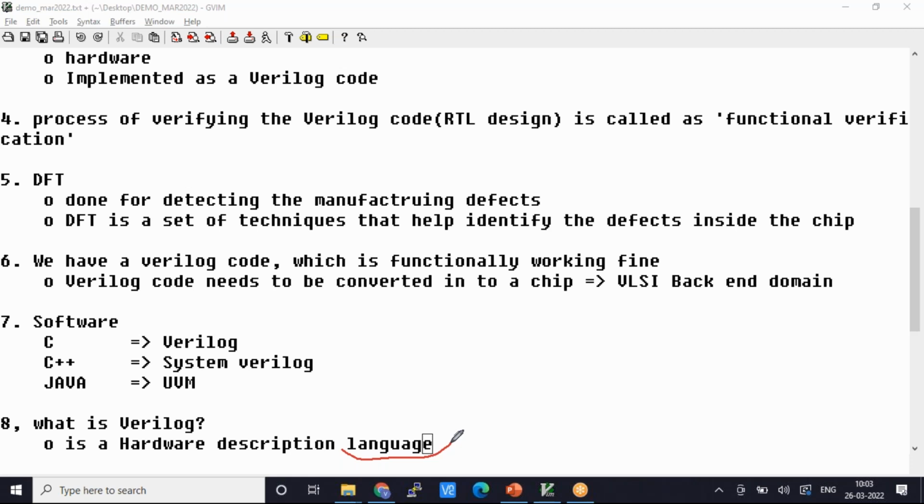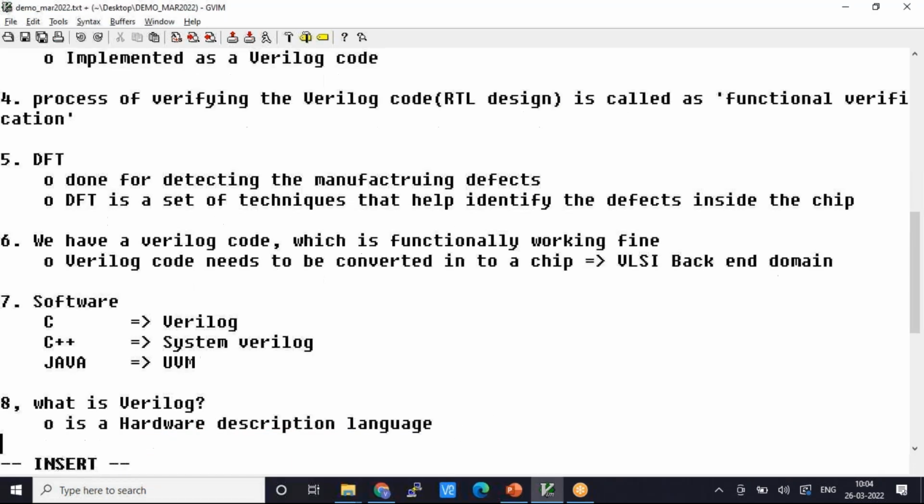Like if I'm asking, where are you going? I can't ask the same question using Verilog, right? In our native languages we can ask, because Verilog is meant for a different purpose. Verilog is not meant for individual communication. Like if I want to talk to you, I can't talk to you in the Verilog language. Verilog is meant for hardware description purposes. What do we mean by hardware description? Let us understand.